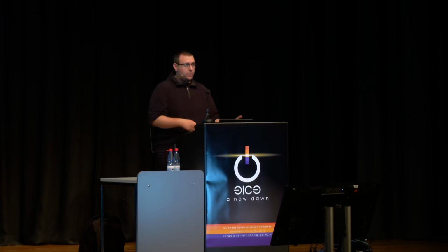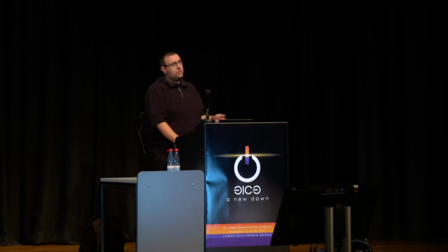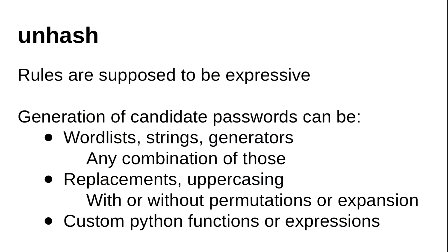In the data mining process, when the sieving algorithm classified the passwords, I collected all the data. For instance, all numbers that were 4 in length were collected, and after that you have a word list that is based on occurrence of the top used numbers: what's the probability that somebody will use the number. Rules are supposed to be expressive in unhash, and you can use any combination of word lists, strings, generators, any combination that you want to generate candidate passwords.